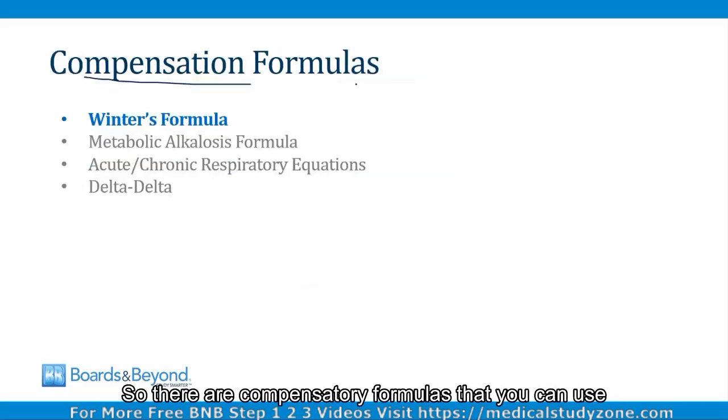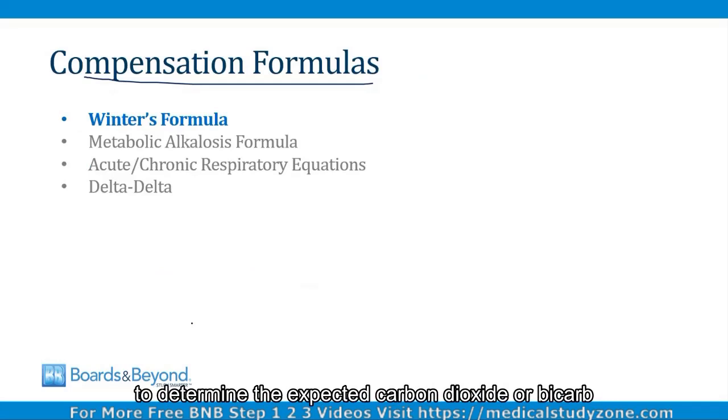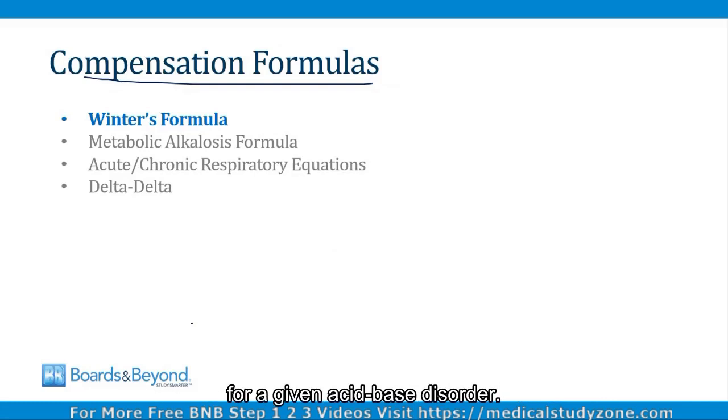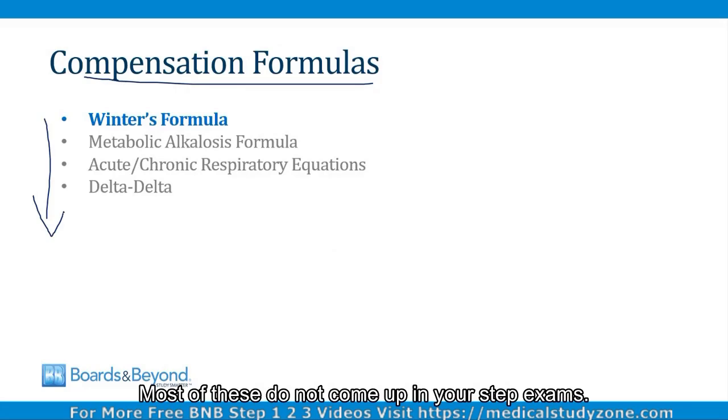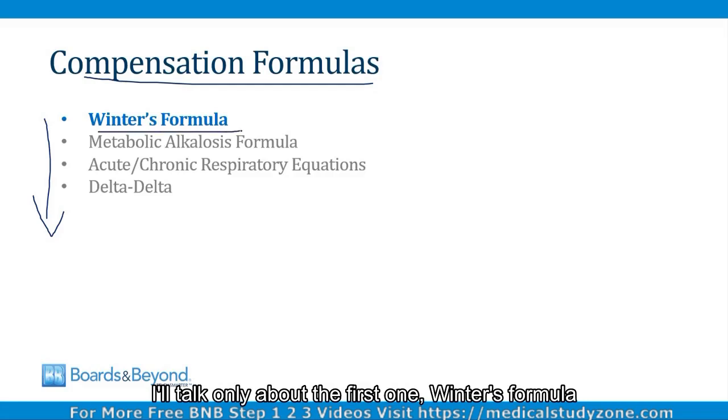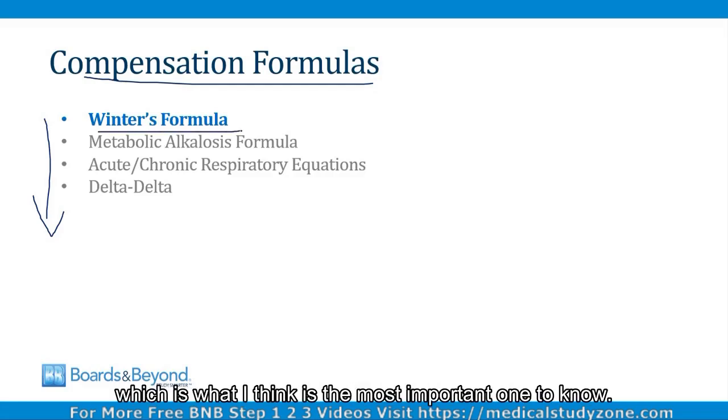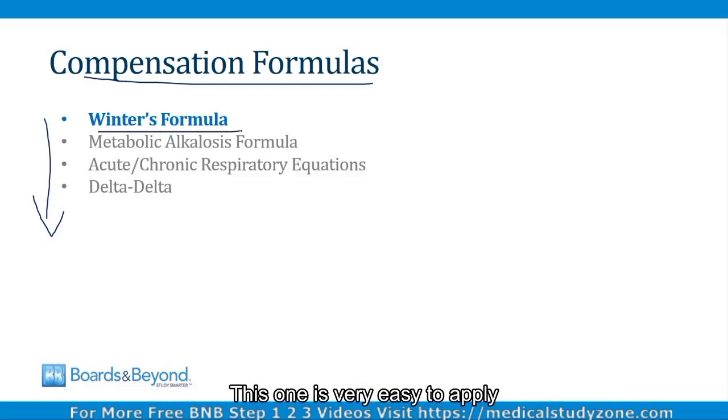So there are compensatory formulas that you can use to determine the expected carbon dioxide or bicarb for a given acid-base disorder. I've written the four important ones on the slide here. Most of these do not come up in your STEP exams. I'll talk only about the first one, Winter's formula, which is what I think is the most important one to know. This one is very easy to apply, and it may come up in your board exams.